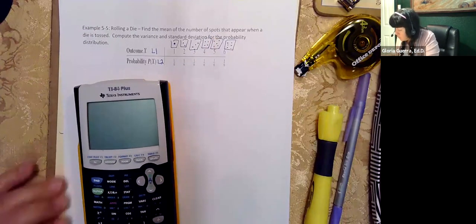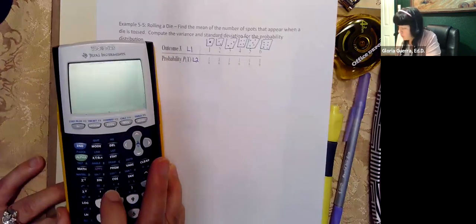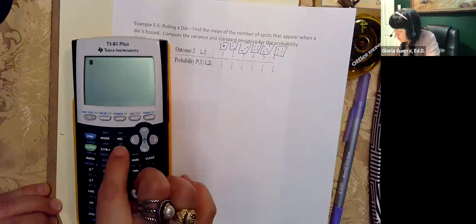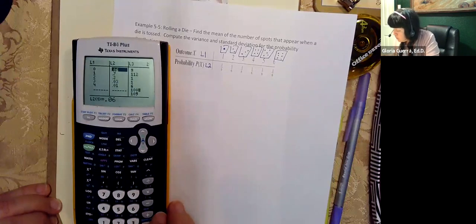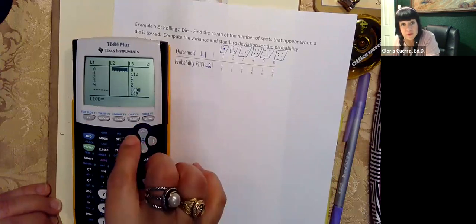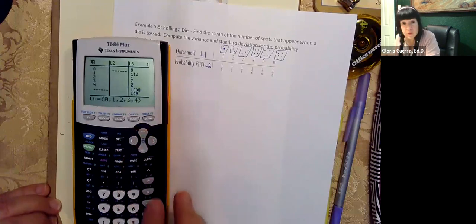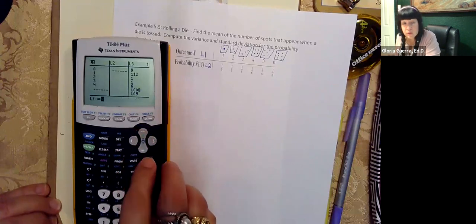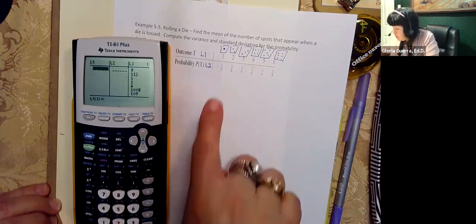Okay, so turn the calculator on, go to stat, edit, go to the top, clear, hit enter, come over here to the side, go to the top, hit clear right here, and then enter. Okay, so that clears the columns. Okay, then input your data.